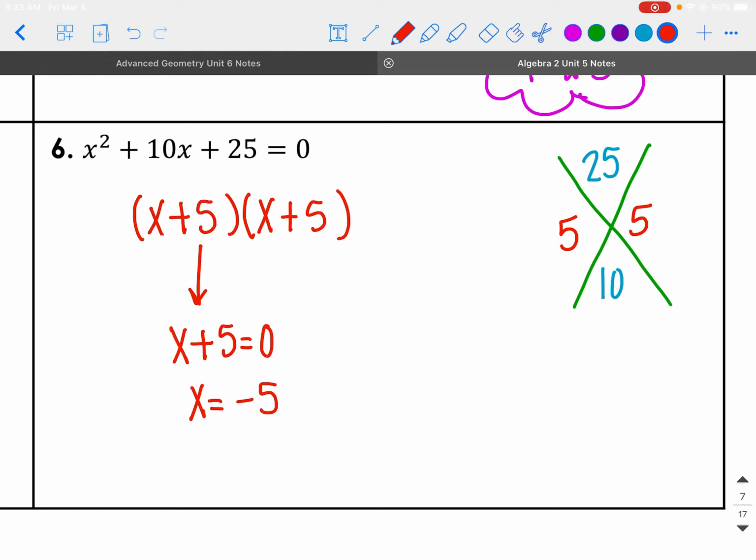Now whenever there's only one number, this is an example where the parabola is actually sitting on the x-axis. It doesn't actually completely cross through. So the only x-intercept is negative 5.